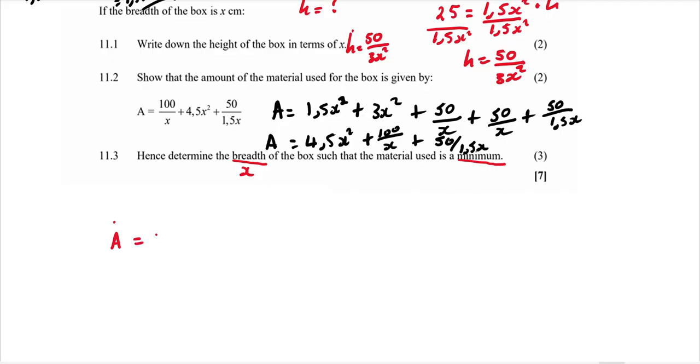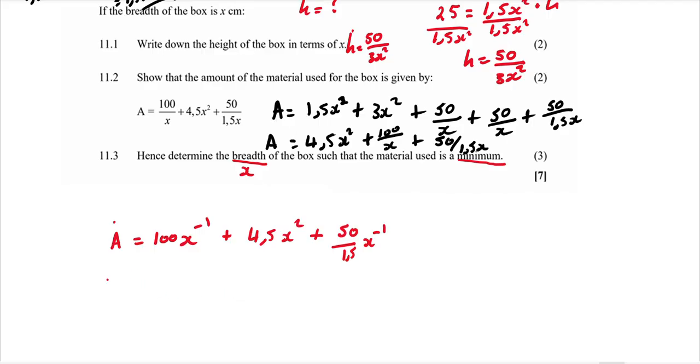Okay, let's first arrange it. It's 100x to the power minus 1. I'm changing this one. 100 all over x is the same as 100x to the power minus 1. Then we're going to say plus 4,5x squared. And then I'm going to say plus 50 over 1,5, then say x to the power minus 1.